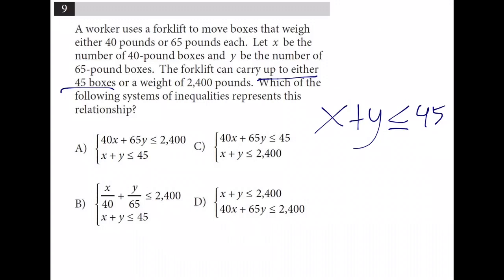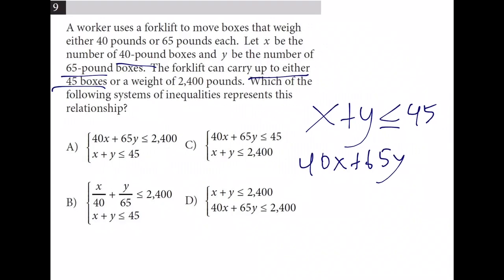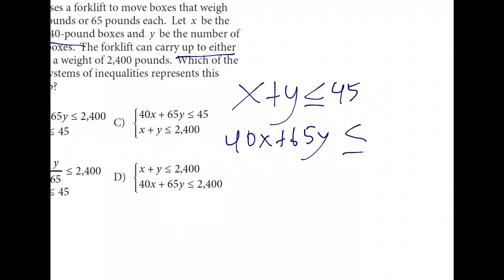Then I know that the X boxes are 40 pounders and the Y's are 65. So I'll put 40X plus 65Y. And the weight limit here, it has to be less than or equal to 2,400 pounds.